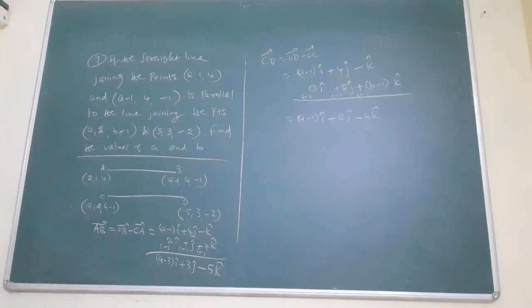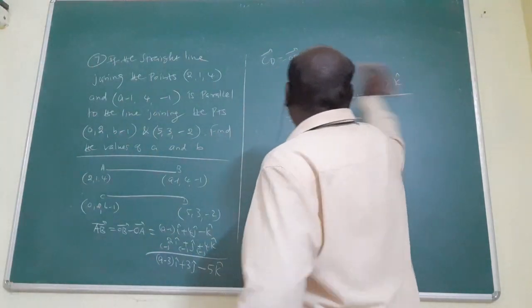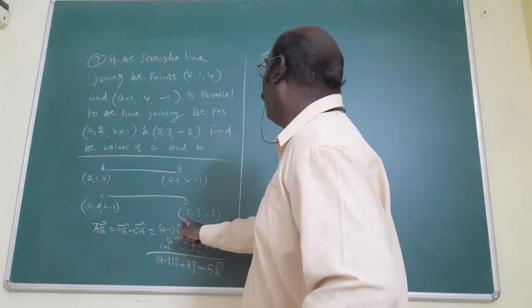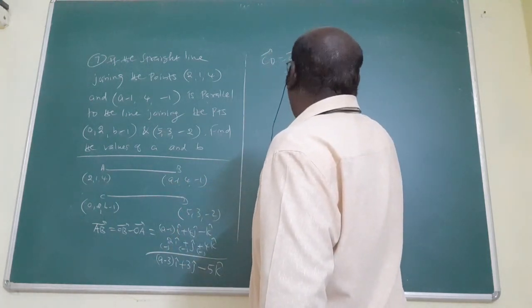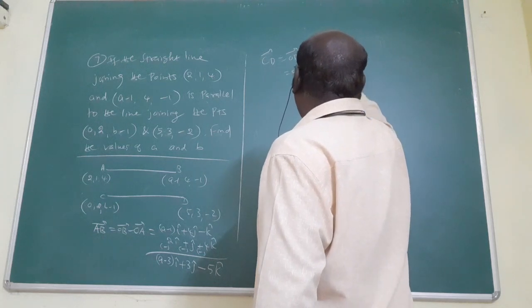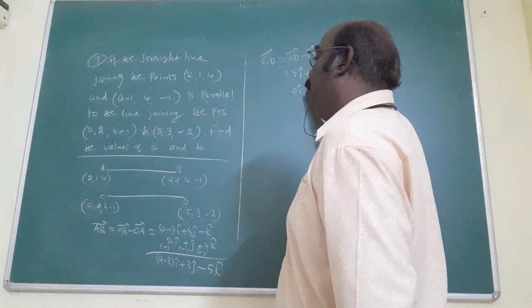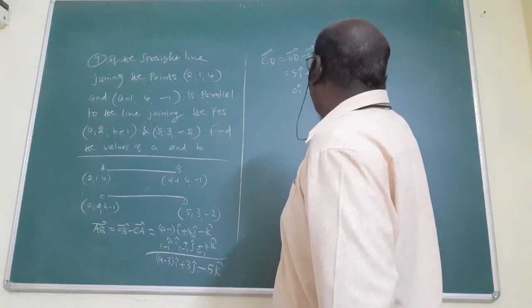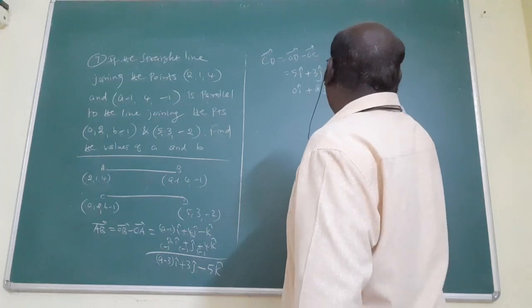Comparing, that's very important. First one, CD is what? Sorry, here I wrote it wrongly. OD is this one. I wrote this one. What is the OD? 5i cap plus 3j cap minus 2k cap. The OC is what? 0 i vector plus 2 into j vector plus b minus 1 k cap.